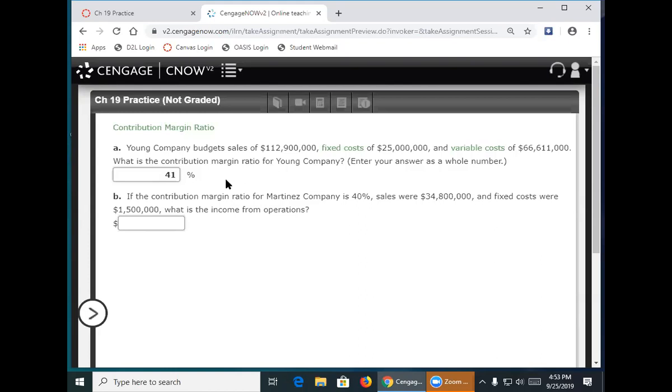Contribution margin ratio is always contribution margin divided by sales. Once we have the contribution margin ratio, and we also have fixed costs, we can calculate our income from operations. I'm just following that little formula under the contribution margin. So we have sales of 34,800,000, and our contribution margin ratio is 40%. To solve for my contribution margin, I'm taking my total sales times the contribution margin ratio of 40%. That's going to be my contribution margin.